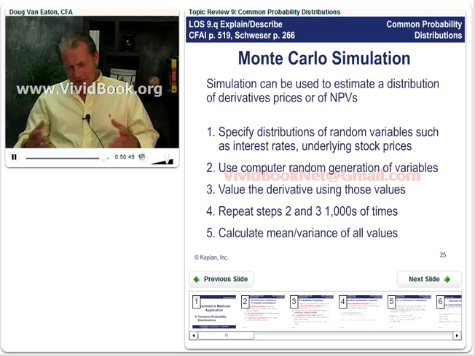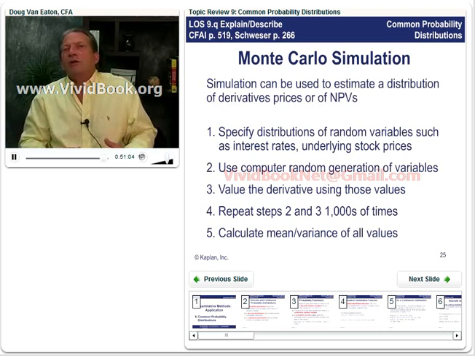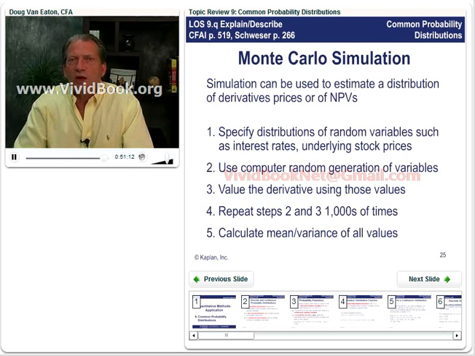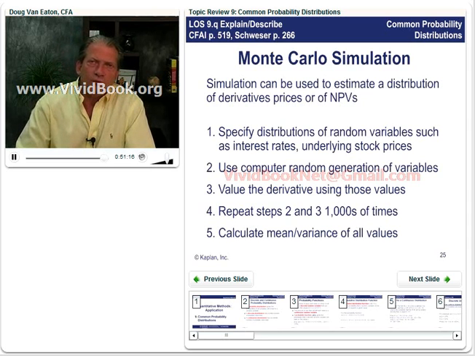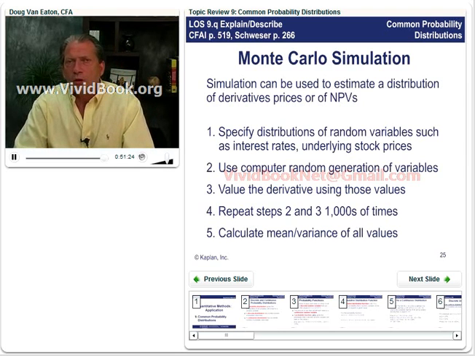We're trying to value this. Well, one way, and this came up with computers, when we could do repeated calculations very quickly, became a powerful tool. For each of these important variables in determining the value of the option or the value of a project, its NPV, we're going to specify the distribution of each random variable. So we could have a distribution for interest rates. We could have a distribution for underlying stock prices. Remember, we'd want that to be log normal, or to use price relatives based on that log normal distribution.